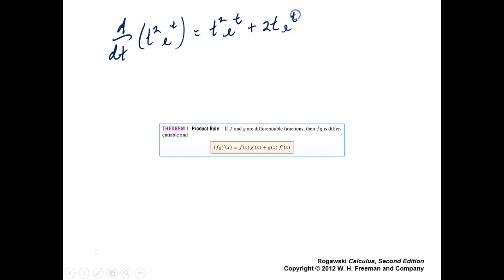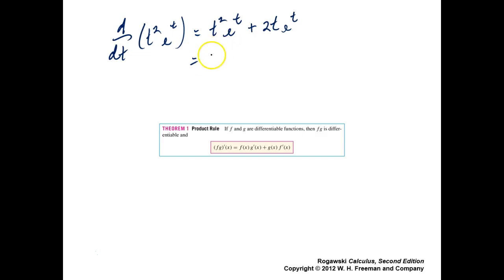e to the t. Now, the e to the t's didn't change because the derivative of e to the t is e to the t, and e to the t is e to the t. So those stayed the same. But the first one, this was the first times the derivative of the second, which is that, plus the derivative of the first times the second, which is also that. Now, we can maybe simplify that a little bit by factoring out common factors.